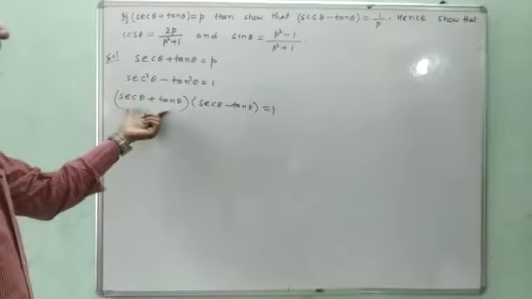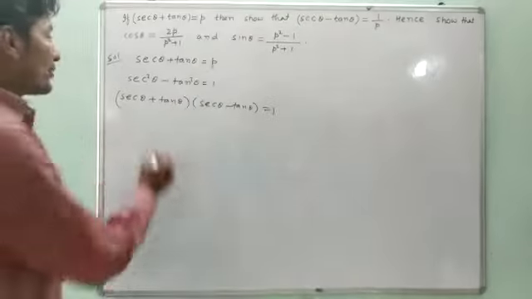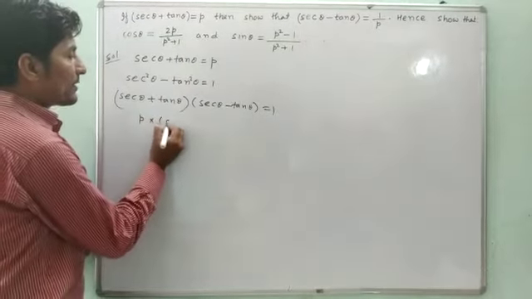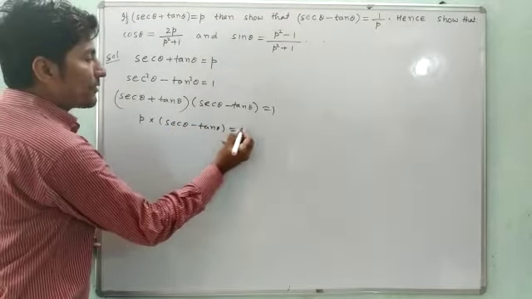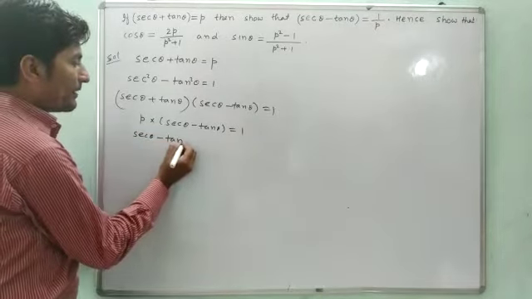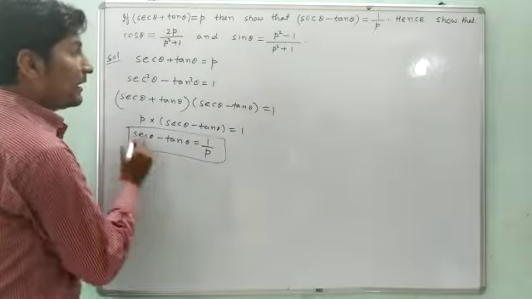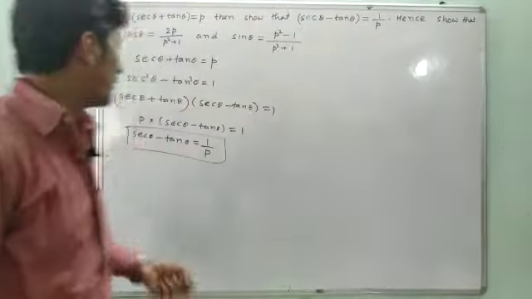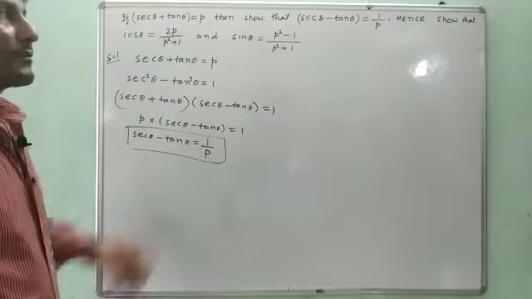Now the value of sec theta plus tan theta is already given as P. So we can place the value of sec theta plus tan theta as P, multiplied by sec theta minus tan theta, which equals 1. Finally we can write sec theta minus tan theta equals 1 upon P. So the first part is proved.